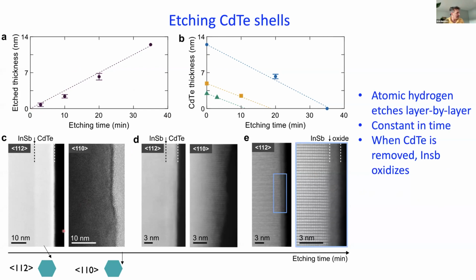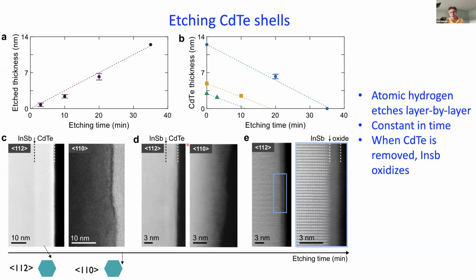So this is, let's say, our starting point when we have a very thick cadmium telluride shell. It looks very uniform along this projection angle. Well, we can see some roughness if we only image the corner facet here. Here we have exposed the sample for a certain period to atomic hydrogen. You can see that the cadmium telluride layer has decreased in thickness, and it has stayed very, very flat here.